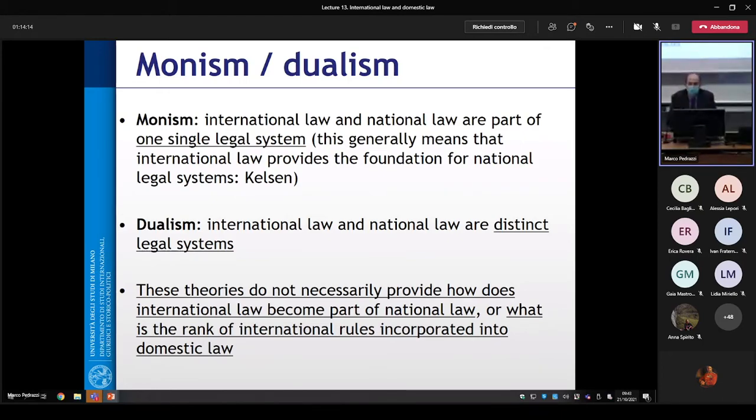While according to monism, international law and national law are part of one single legal system. This was, for example, the view of a famous expert, a famous philosopher, jurisprudent, Hans Kelsen. He was Austrian, but then moved to the United States and became naturalized American.